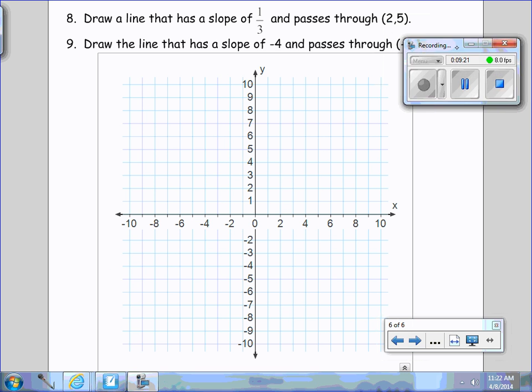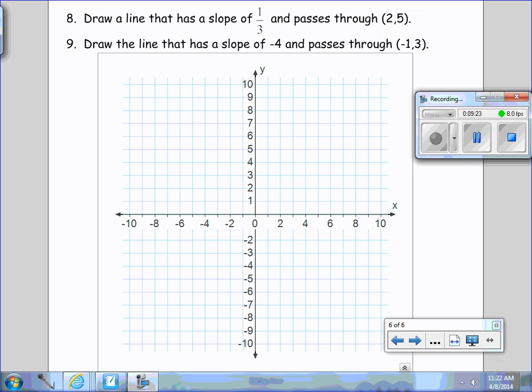Now, we have 2 last practice examples. Number 8, draw a line that has a slope of 1/3 and passes through 2, 5. So in this first example, I drew a line that has a slope of 1/3 and passes through 2, 5. So I plotted 2, 5, and then from that I rose 1, ran 3. So that is number 8.